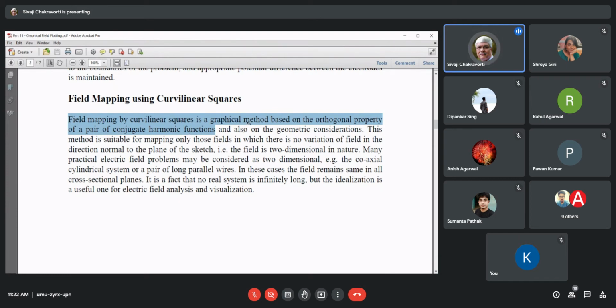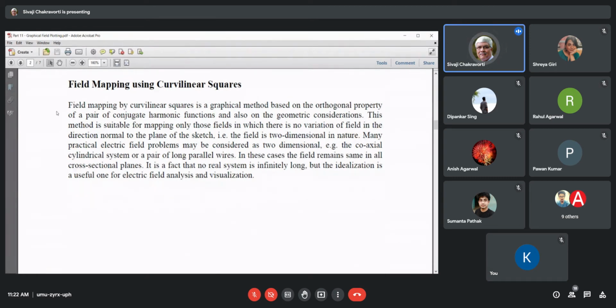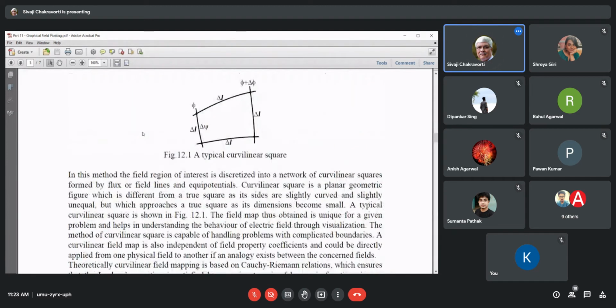And naturally, I have explained in my last class that these two are nothing but the equipotential and the electric field lines. And as I have explained in my last class on conformal mapping, this curvilinear square mapping also can be used only in two-dimensional fields. That means where the field is not varying along the third direction. Only in those cases it can be used. And again, just like the experimental mapping, this mapping is also good for visualization of the field distribution, but may not be so good if you want the exact results.